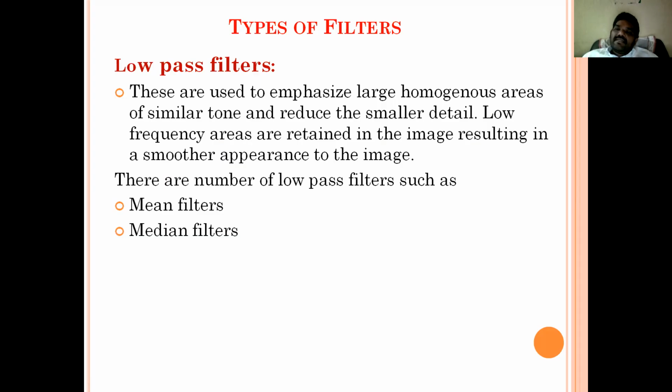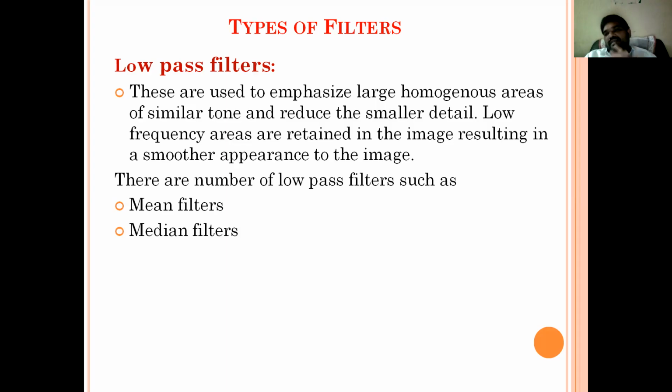Types of filters. There are two types of filters. Number one is low pass filters. These are used to emphasize large homogeneous areas of similar tone and reduce the smaller detail. Homogeneous in the sense of similar, heterogeneous in the sense of different. What is tone? Nothing but a color here. To emphasize large homogeneous areas which have the similar tone and reduce the smaller detail, these low pass filters will be used.